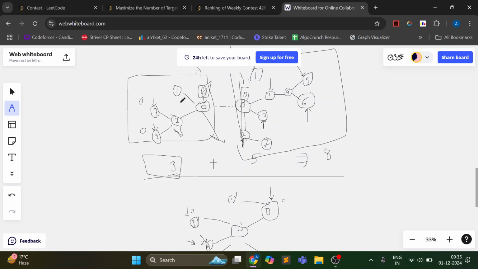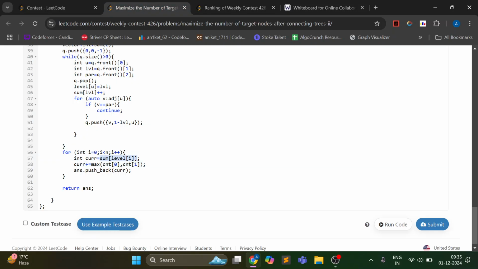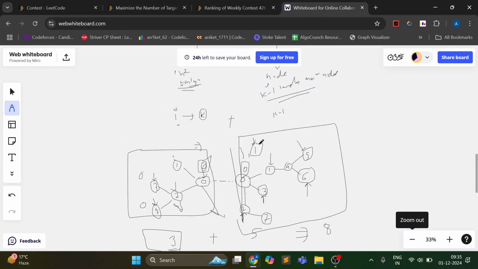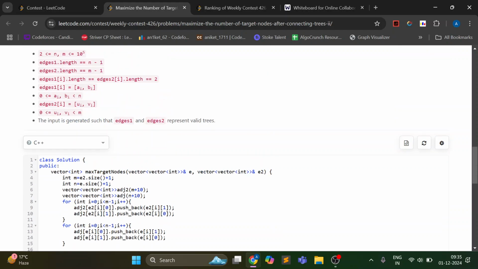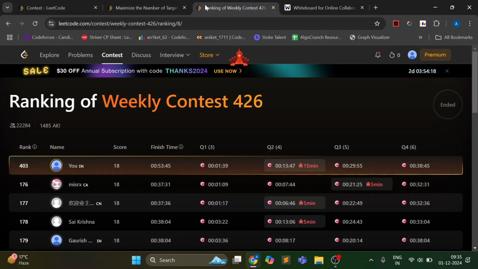If we had to find for 2, I will find that its level was 1, then I will find the total number of nodes which have parity 1 at its level. So the contribution of the first tree, and the contribution of the second tree would be just the max of any parity, so 0 or 1, and that total answer I will just push into my answer vector and finally return the answer. So this was the solution for the fourth problem.